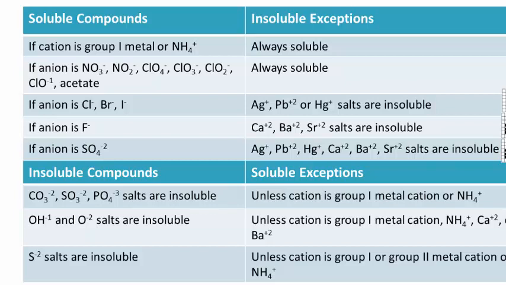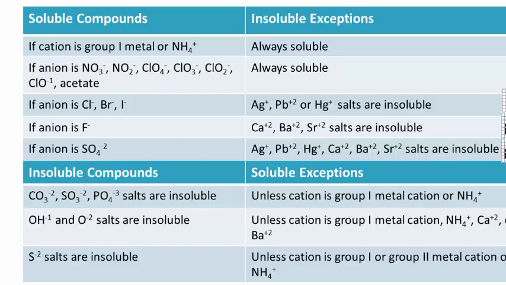Then we go to some others, and you have to sort of look at the bottom part of this table backwards. If the anion of an ionic compound is carbonate, sulfite, or phosphate, the salt will be insoluble unless rule 1 applies at the top. That is, unless the cation comes from group 1A metal cations or ammonium. We really didn't need to have this rule because the first rule actually applies, but because you might wonder about carbonates and sulfites and phosphates, this is how we deal with those.